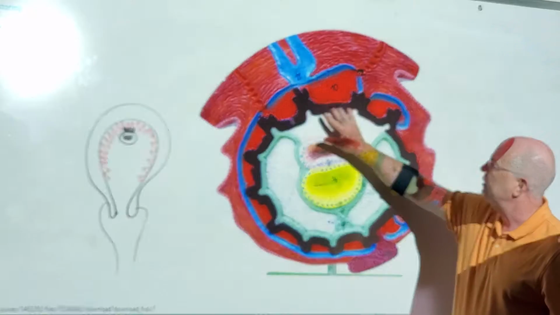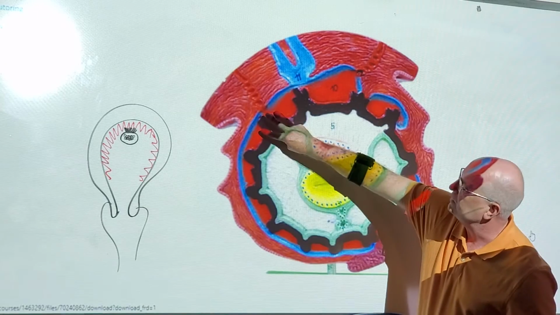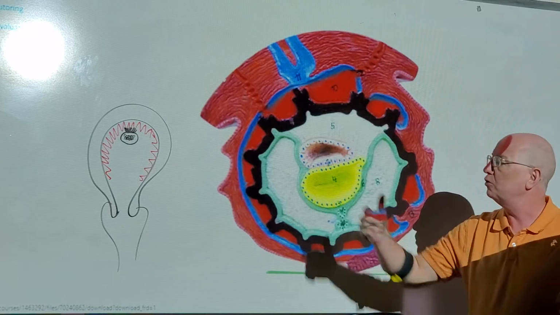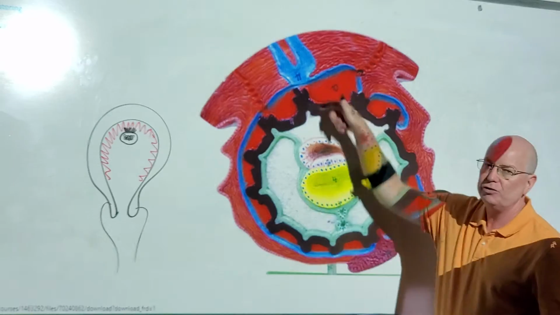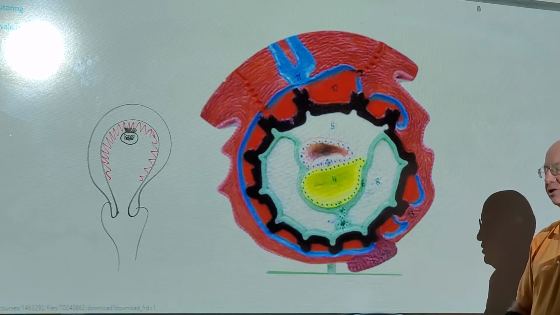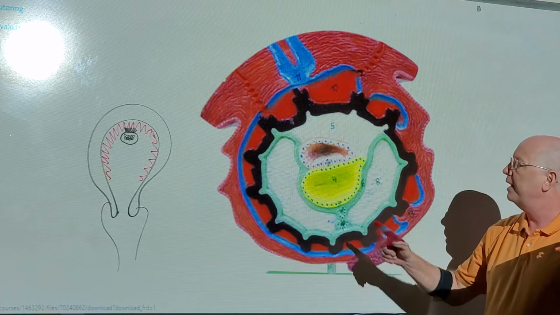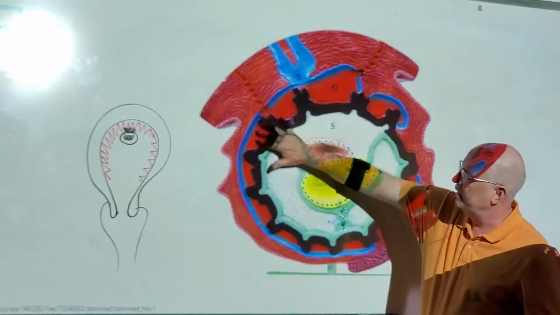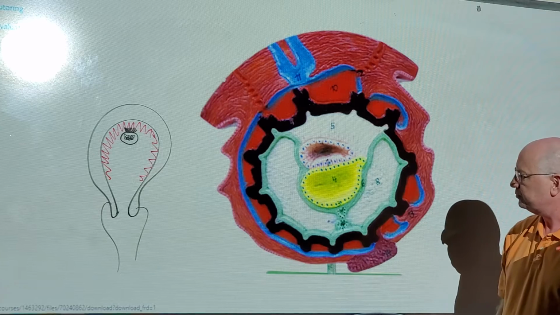This is called the chorion, and it will develop these little finger-like extensions which increase the surface area for the absorption of all the nutrients and gases, oxygen, and the exchange of carbon dioxide out. Now, those are called chorionic villi, the little finger-like structures.